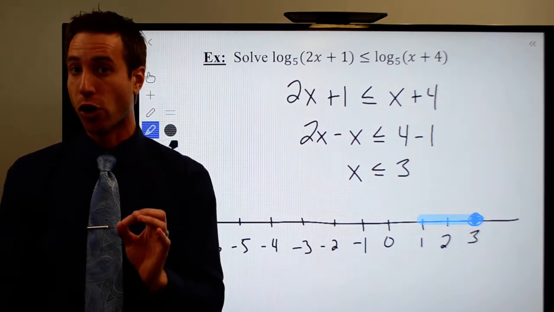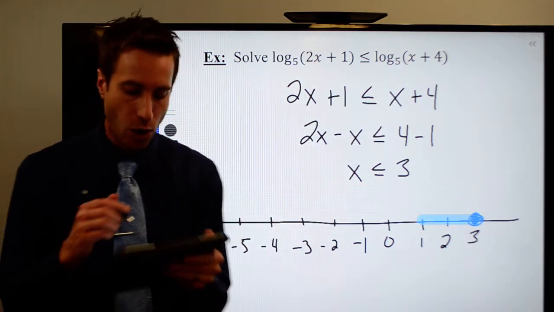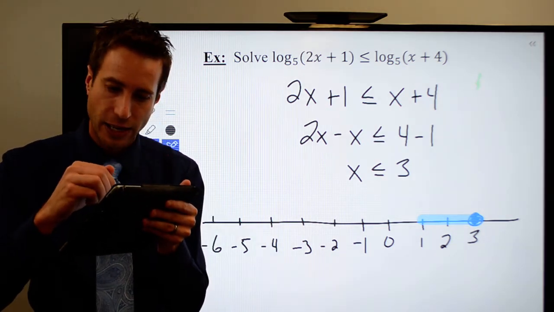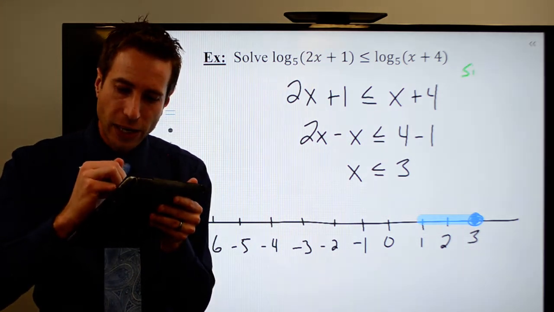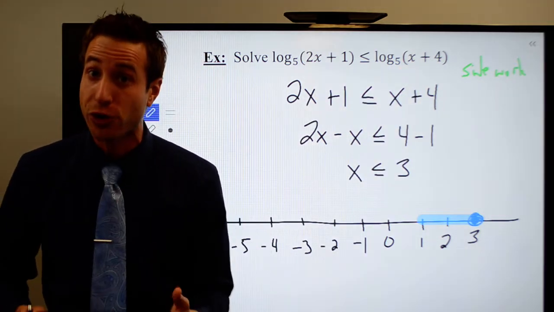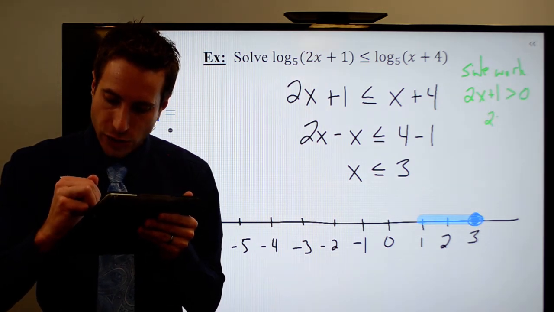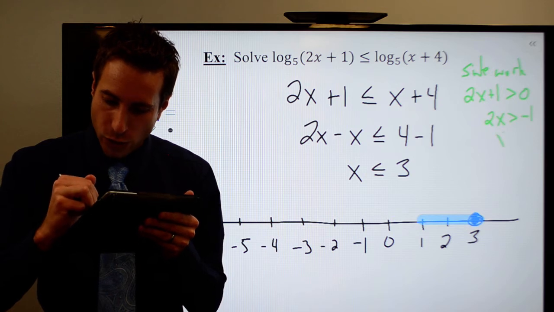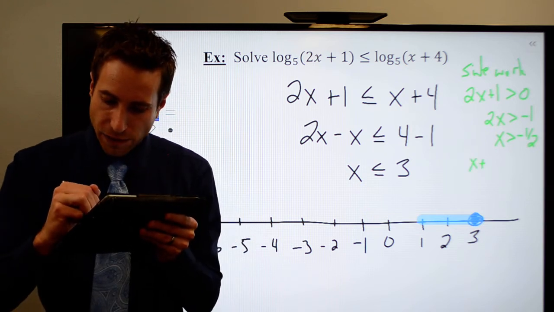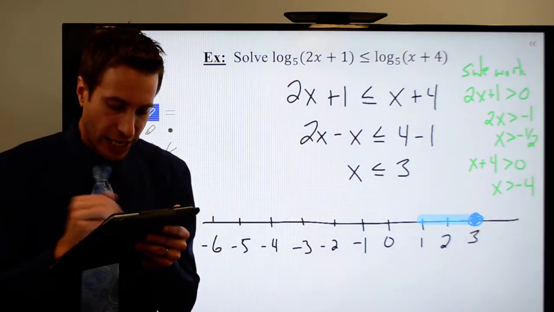So I need to now work on restricting my domain. Where do I have to stop so that I don't wind up with the log of 0 or a negative number? And like we said, that just requires a little bit of real quick side work. I apologize, that's my highlighter. Get rid of that highlighter. A little bit of quick side work here. All I have to do is just set each of my arguments greater than 0, right? So 2x plus 1 needs to be greater than 0, which means 2x needs to be greater than a -1, which means x needs to be greater than a -1/2. The other one is x plus 4 needs to be greater than 0, which means x needs to be greater than a -4.